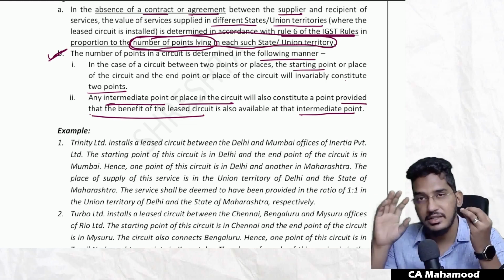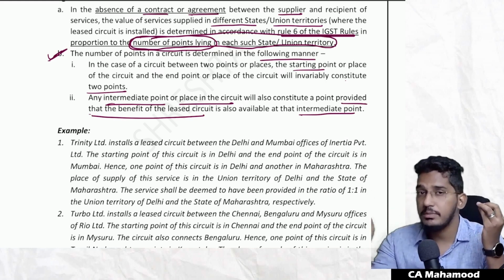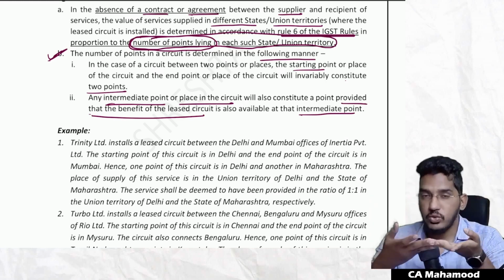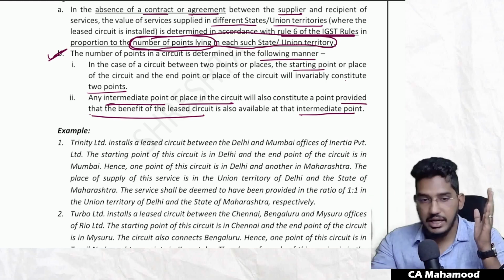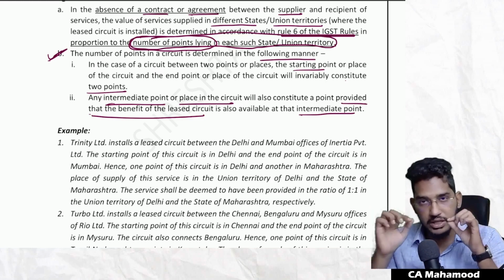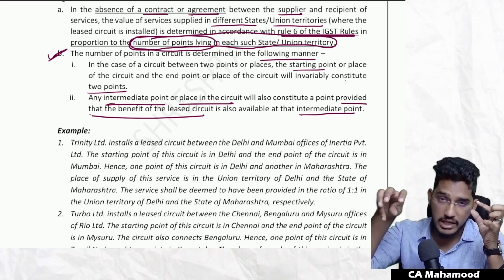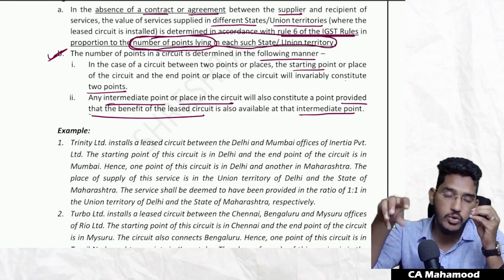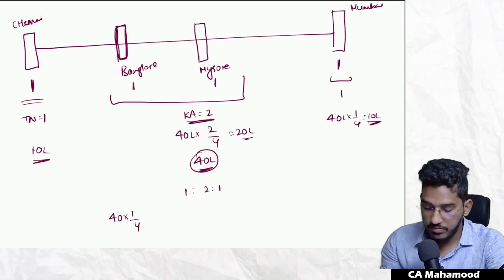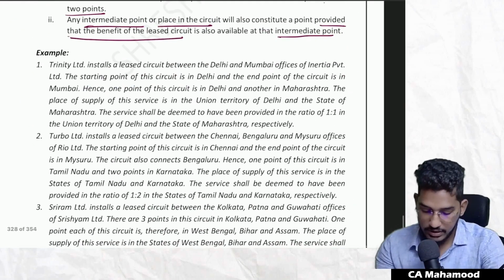First, we need to check, is there anything clearly given in the contract or agreement? If given, we follow it. If not given, we have to divide it on the basis of the number of points which are there in that state or union territory. Sir, how to calculate the points in the circuit, sir? Starting point and ending point will be considered as 2 points. And between the starting and ending point, if this circuit is going through any other intermediary point where this leased circuit services are availed, even that intermediary point will be considered as a separate point. And this is how you need to determine the number of points and apportion it appropriately. Clear? So now let us try to understand some examples.